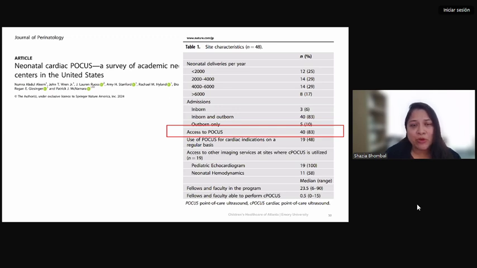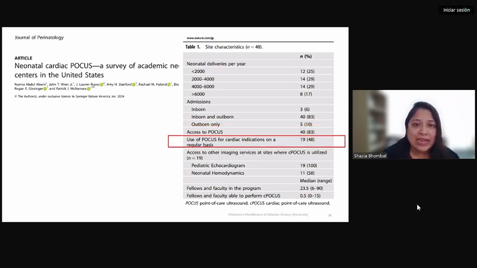Here, 83% of the respondents had access to POCUS. 48 did use POCUS for cardiac indications on a regular basis. However, only about 16% had standardized imaging protocols. The most common use was central line imaging, and 9 programs had formal cardiac POCUS training, and only 4 had a formalized process with ongoing competency.